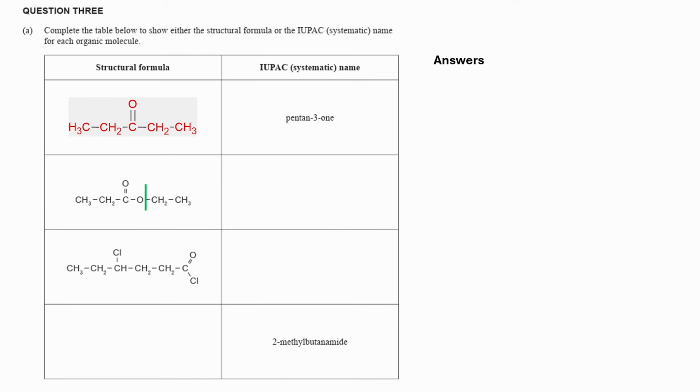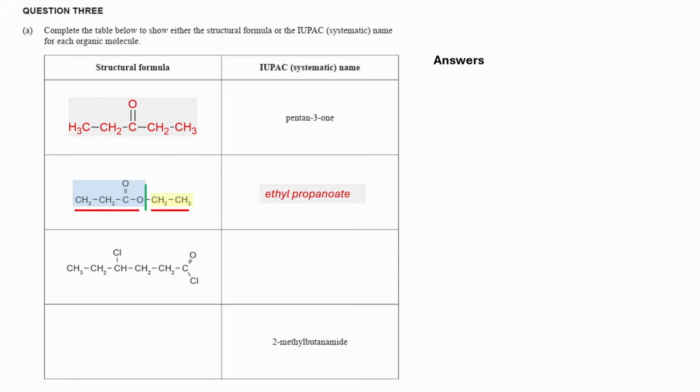Okay, for the second one, we can see that this is an ester. I'm going to break it here. It has a piece on the right-hand side and a piece on the left. The piece on the right-hand side is the alkyl group, and it's the first part of the name. So this is going to be ethyl. And on the left-hand side is the acid-derived group, right? And so there's 3 carbons, so it's propanoate. So it's going to be ethyl propanoate.